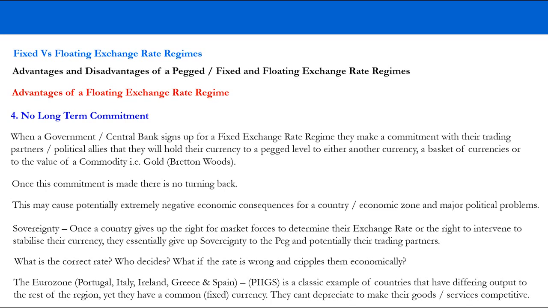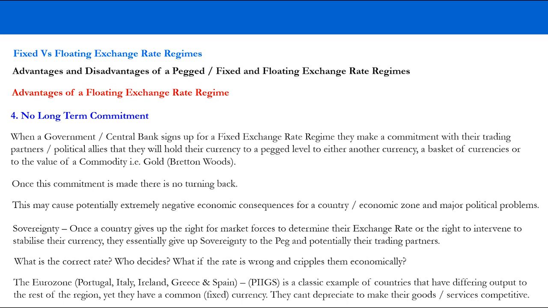They're locked in. They've given up their sovereignty, and one argument is that they joined the euro at a rate that is unsustainable for the countries themselves. So it might be sustainable for countries like Germany, but it's not sustainable for countries like Portugal, Italy, Ireland, Greece, and Spain. So a floating rate, one of the advantages is that you don't have this long-term commitment.